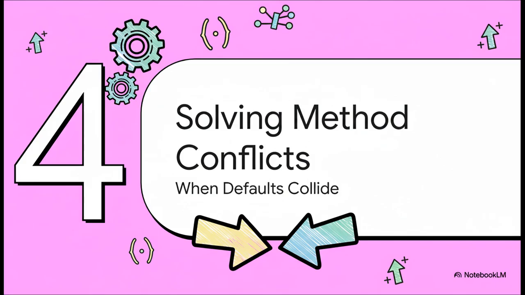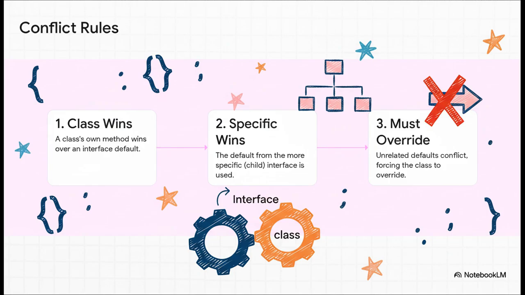So this is all great, but it does bring up a new question. What happens if a class inherits the same default method from two different places? This is where Java's conflict resolution rules come into play. Thankfully, Java doesn't leave you guessing. It has a very clear three-step rulebook, and it's always applied in this exact order.